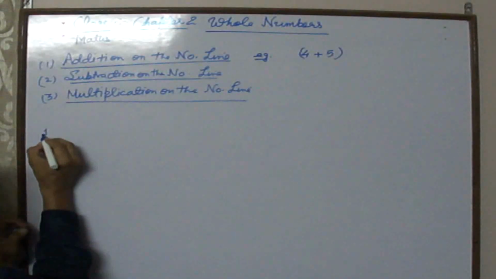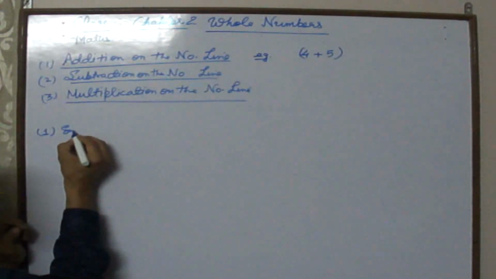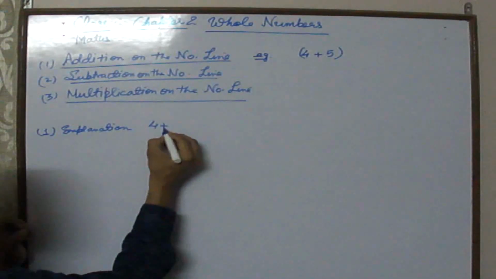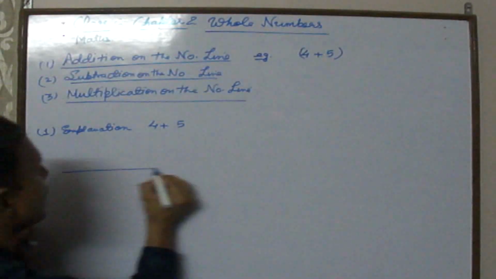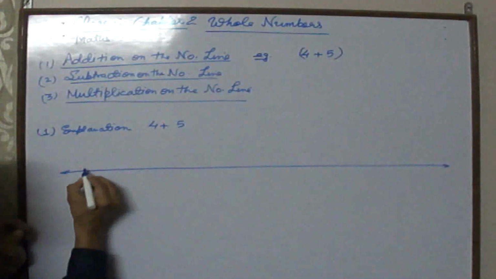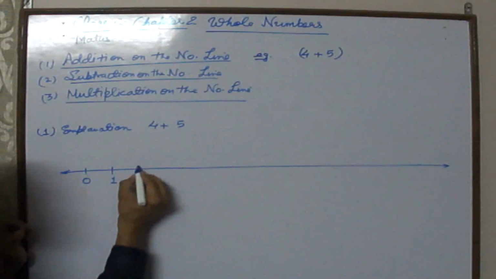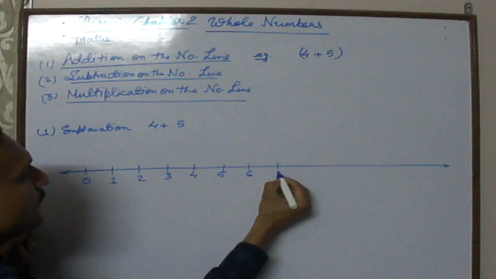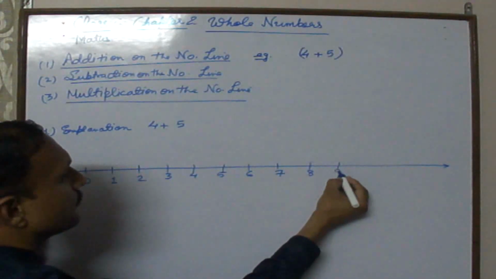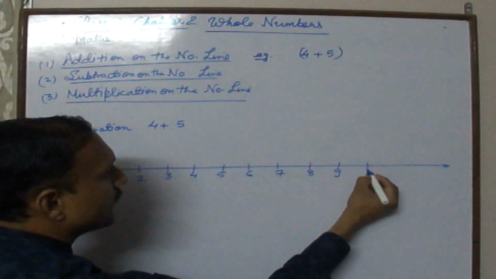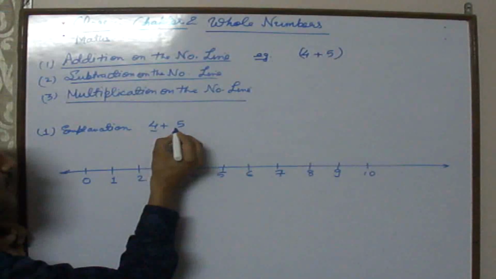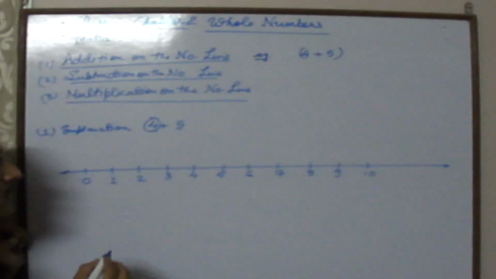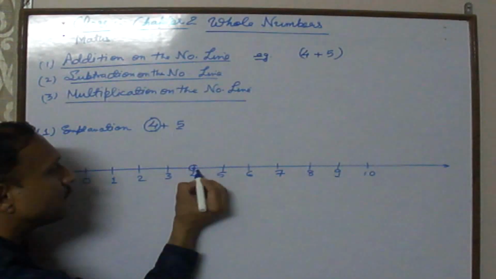First explanation, how to add on the number line: 4 plus 5. Again we make one line like this. Let us start with 0, 1, 2, 3, 4, 5, 6, 7, 8 and 9. This is the number line I have made, 10 and so on. Now 4 plus 5 is there, so we'll start with 4, where we have to locate the point 4. So 4 is here.